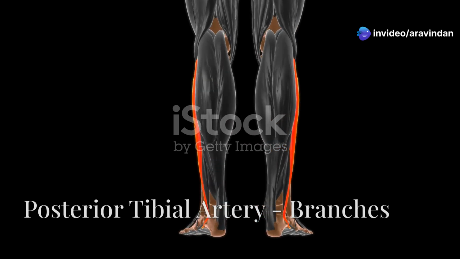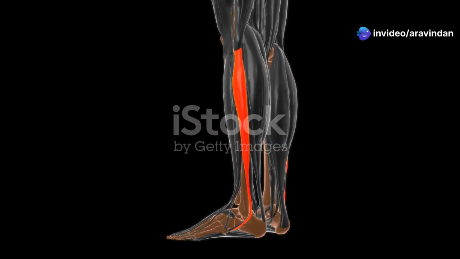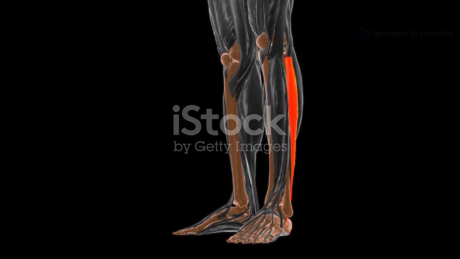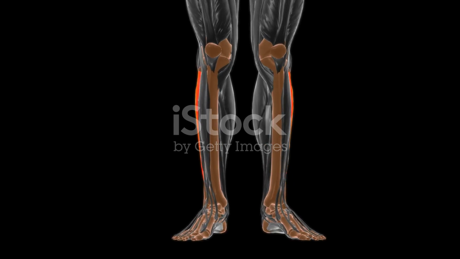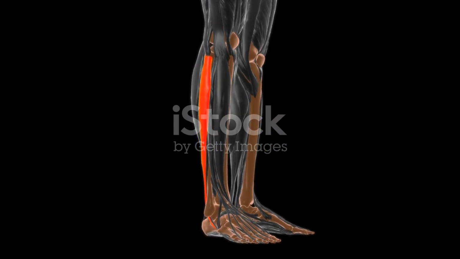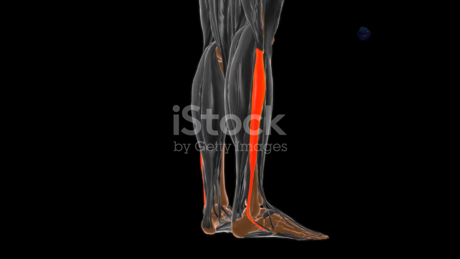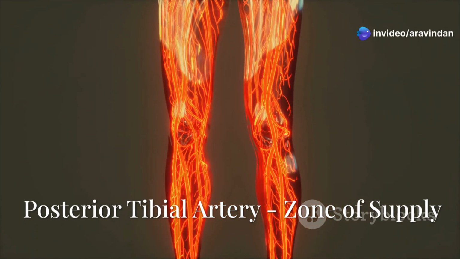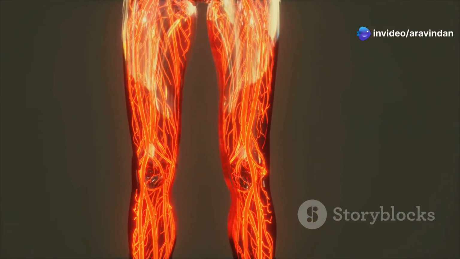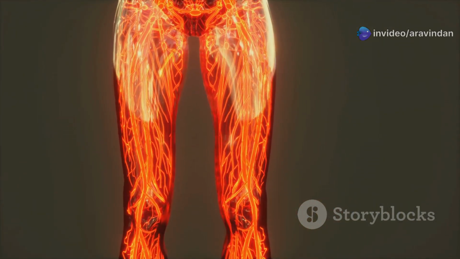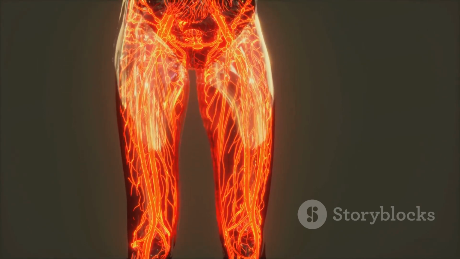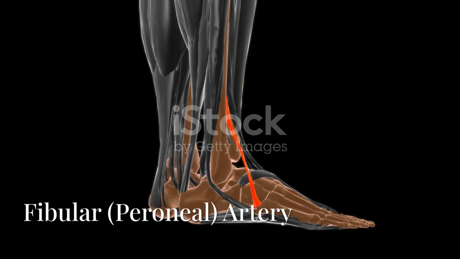Branches. 1. Fibular (peroneal) artery, lateral leg. 2. Nutrient artery to tibia. 3. Muscular branches, posterior leg. 4. Malleolar and calcaneal branches. Zone of supply: posterior and lateral compartments, gastrocnemius, soleus, tibialis posterior, flexor hallucis and digitorum longus.